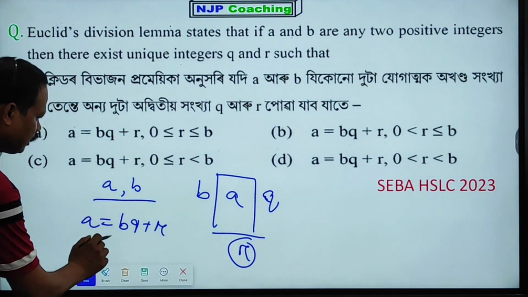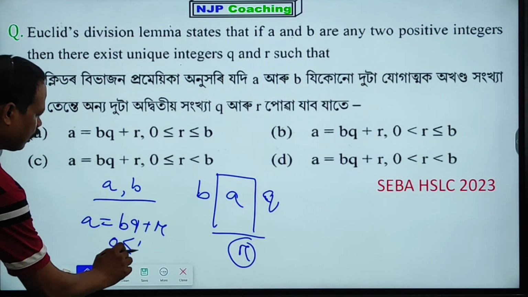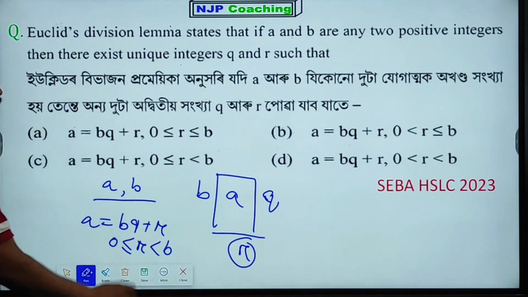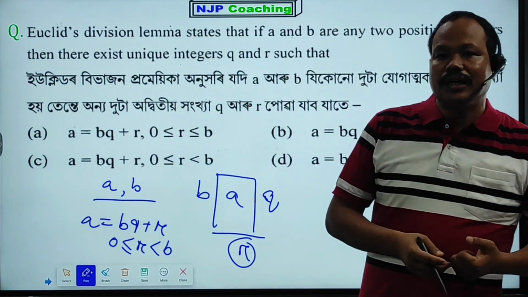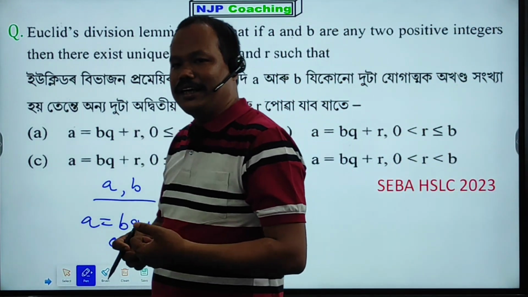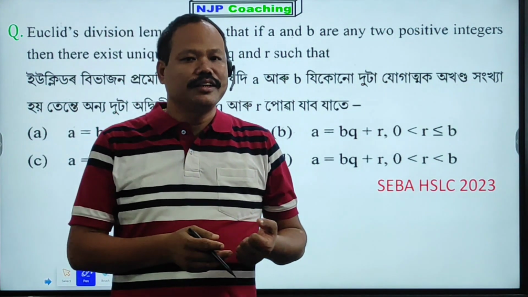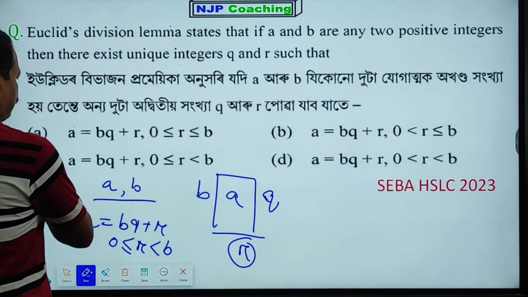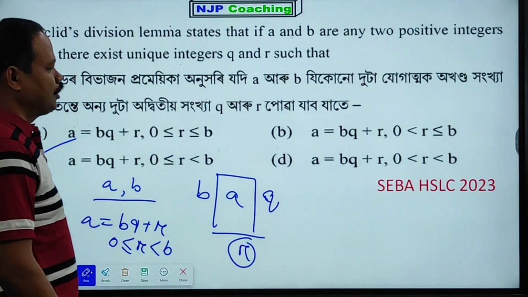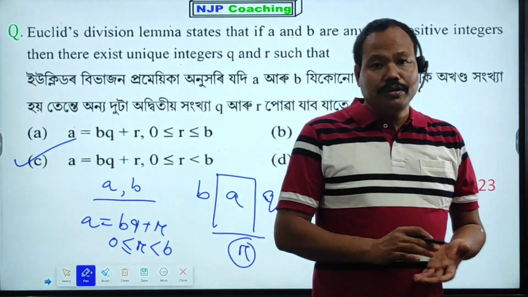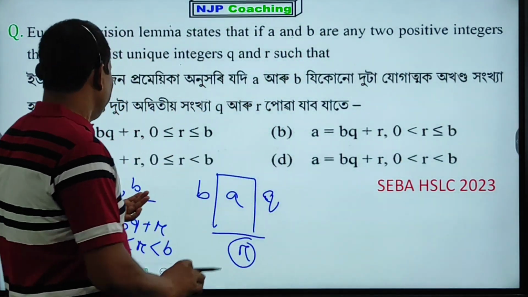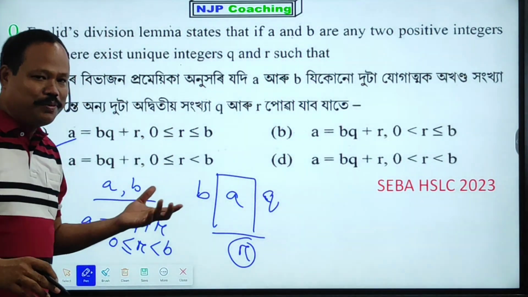So what is the condition? 0 less than or equal to R less than B. So in which option? A equals BQ plus R, 0 less than or equal to R less than B. Option C. Option C is the right answer. Very simple question. On the first page it is mentioned.